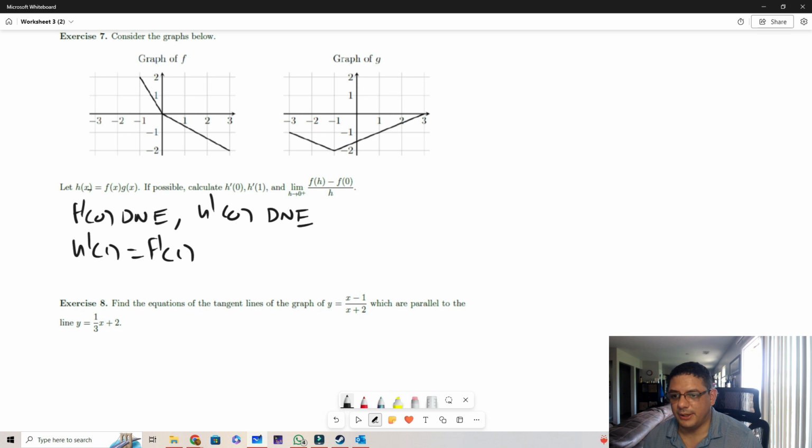f prime of 1 times g of 1 plus f of 1 times g prime of 1. So by the product rule, of course. So f prime of 1 is like 1/2 over here. This line over here is around 1/2. You might want to calculate exactly what the slope of this line is, but we can say now that it's 1/2. And how did you calculate the slope?